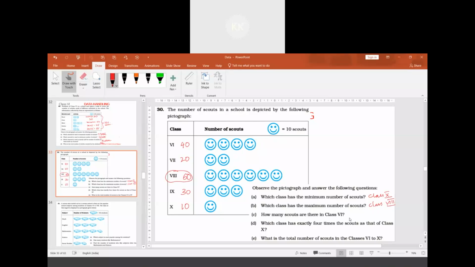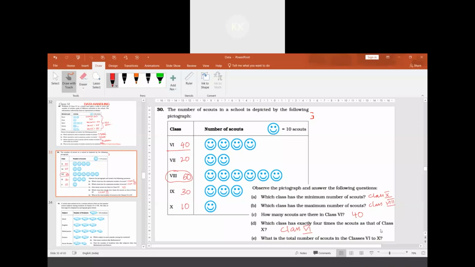How many scouts are there in class 6th? There are 40 students in class 6th. 40 scouts are there in class 6th. Which class has exactly 4 times the scouts as that of class 10th? It is class 6th. Because in class 6th 40 are there, in class 10th only 10 are there.